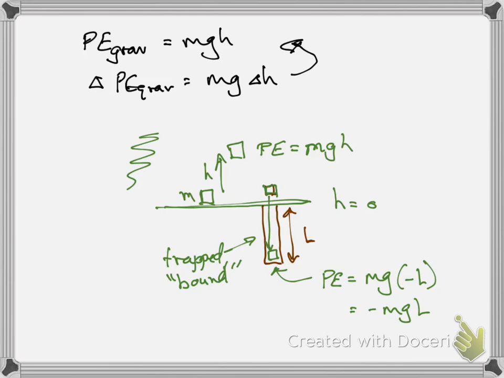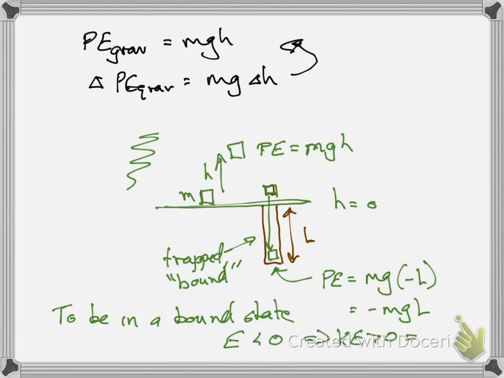That means your potential energy has to be less than 0 when you're in a bound state, because kinetic energy can only ever be positive. So to be in a bound state, total energy must be less than 0. Therefore, since KE is always greater than 0, PE must be less than 0.